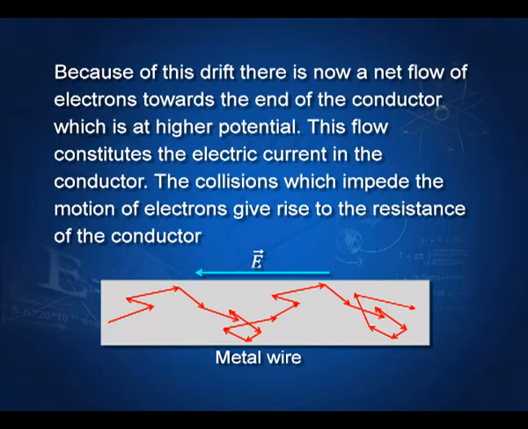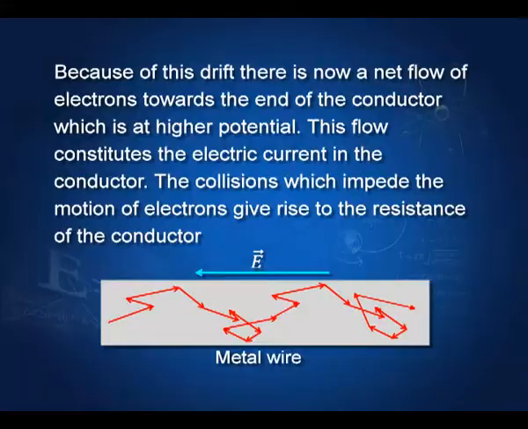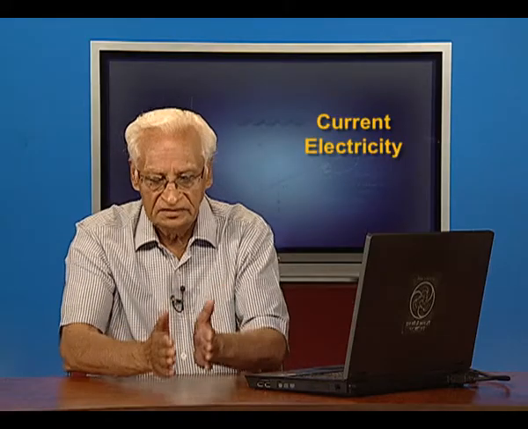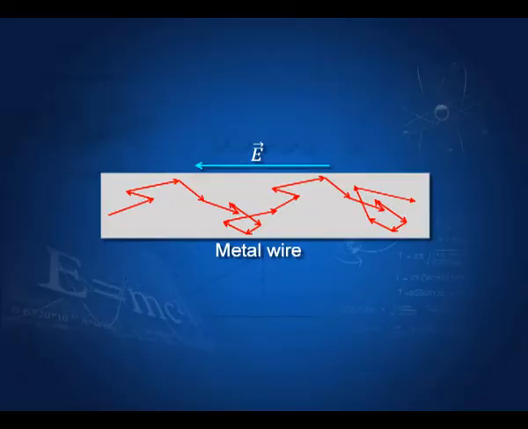This flow constitutes the electric current. Electric current is, as you know, flow of charges. The collisions, which impede the motion of electrons, give rise to resistance of the conductor. So, these collisions impede the motion of the electron, and therefore it is called resistance. They apply resistance to the motion of electrons.